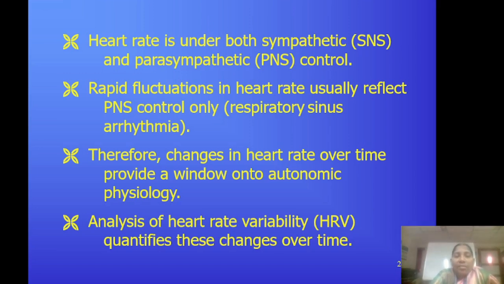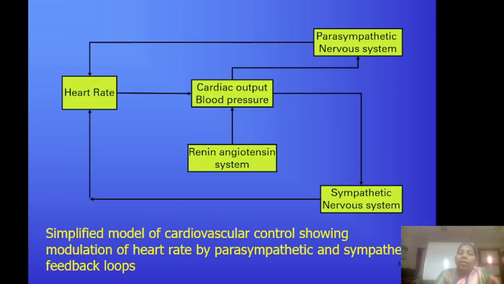The heart rate is controlled by the sympathetic and parasympathetic nervous system, so mainly by the peripheral nervous system. If there are any fluctuations in the heart rate, it is usually reflected by the peripheral nervous control system, mainly due to parasympathetic and sympathetic action. If you analyze the heart rate variability, it changes over time. Here is a simplified model of a cardiovascular control system.